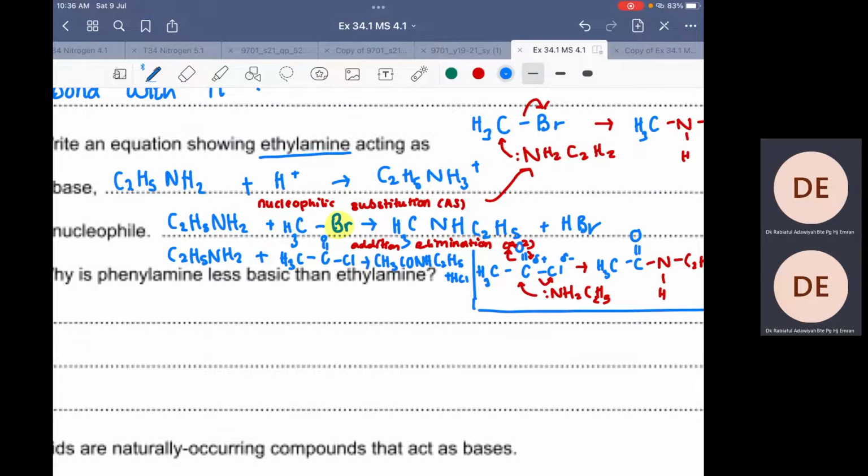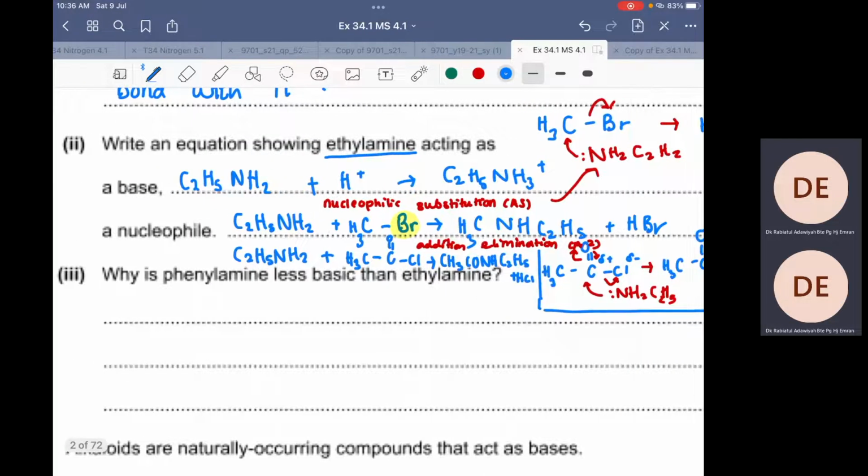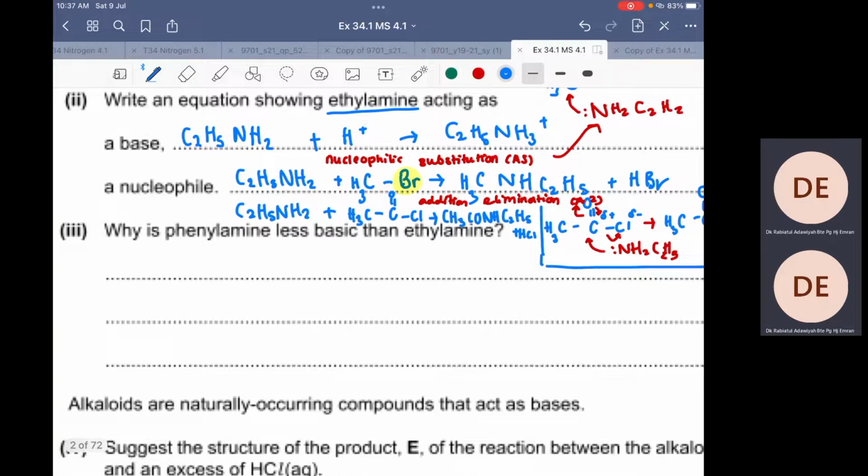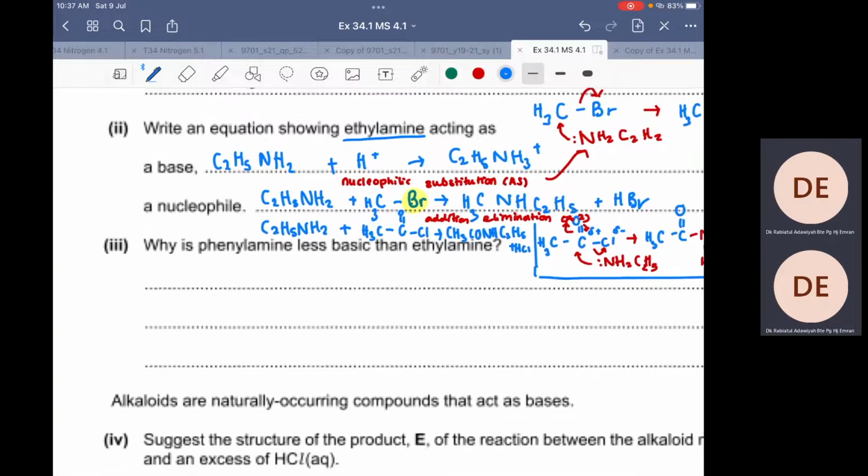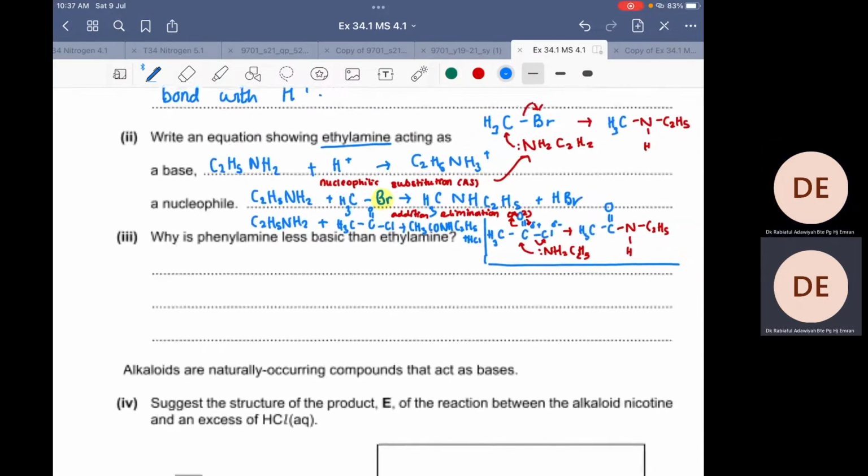You can also talk about ethalamine, but the question is asking you why phenolamine is less basic. So you have to talk about phenolamine and then compare it with ethalamine. Well, in ethalamine, there is an alkyl group that pushes the electron density towards the lone pair, making it more available or more attracted to the H plus. Okay, so I will skip that question since it's literally the same as the one in your notes.